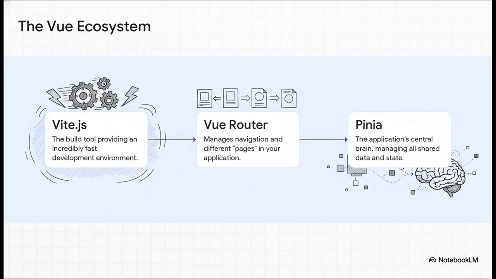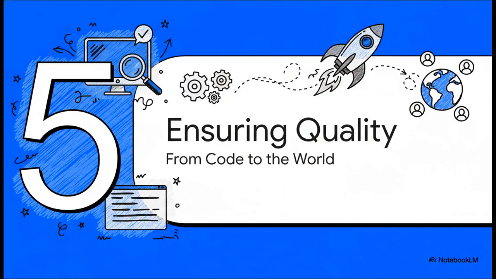Vite gives you this incredibly fast development environment, so you see your changes instantly. Vue Router is like the GPS for your app, handling navigation between different pages or views. And then there's Pinia, which acts as the application's central brain, managing any data that needs to be shared across all your different components.